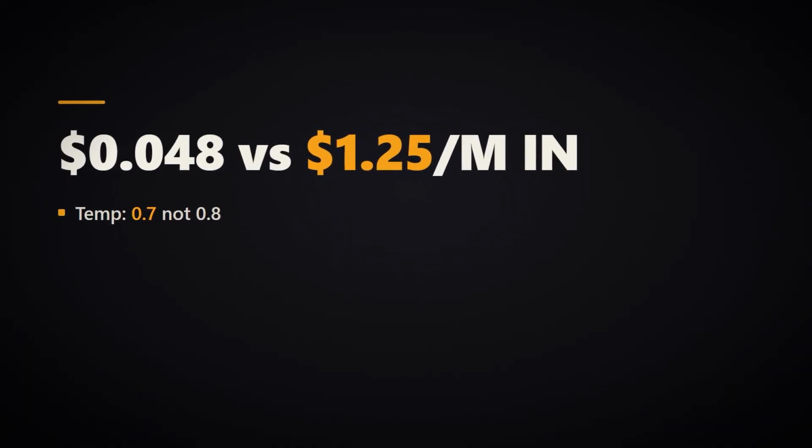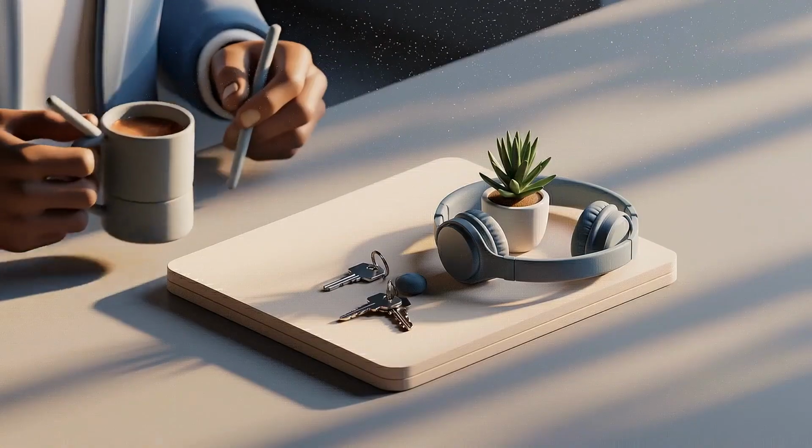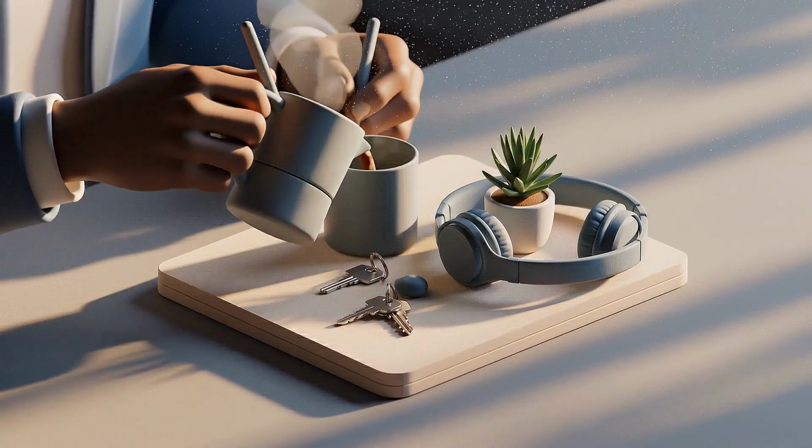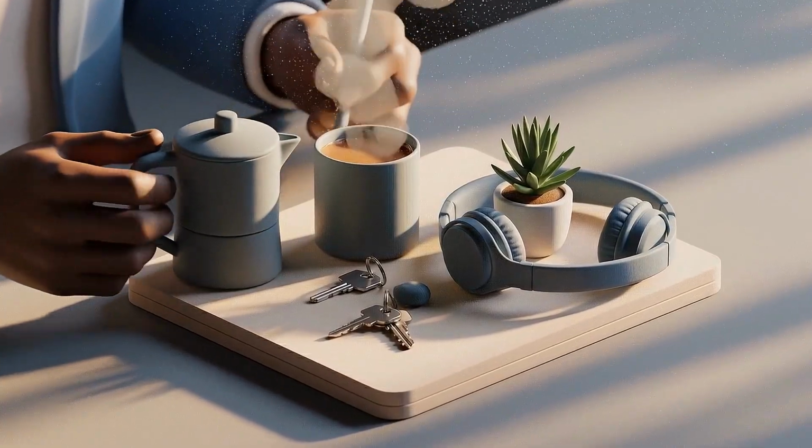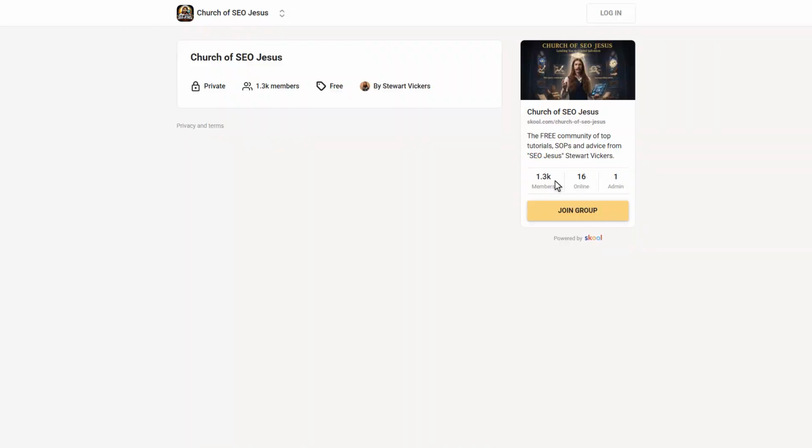So, Qwen3-30B-A3B-Instruct-2507, 4.8 cents per million words in against GPT-5 at $1.25. Temperature 0.7, not 0.8. Open the playground, move the slider. 90% lower AI bill, same quality or better, live tonight. Post the setup inside the Church of SEO Jesus and I will tell you if the number is right. Do not sit on this.